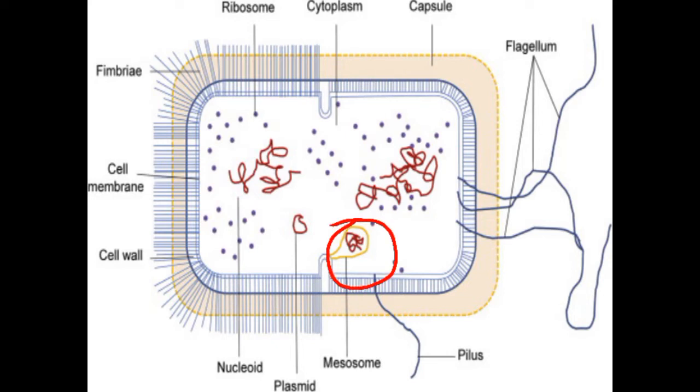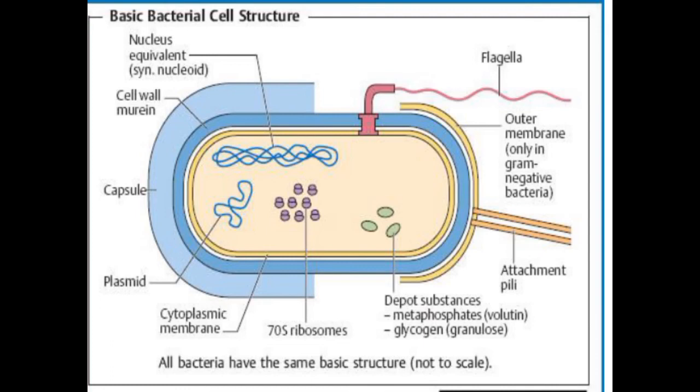This mesosome is an essential component of bacteria. What is the function of this mesosome? This mesosome increases the surface area of the bacteria. Moreover, it participates in cell division and secretions. The fourth essential component is ribosomes.